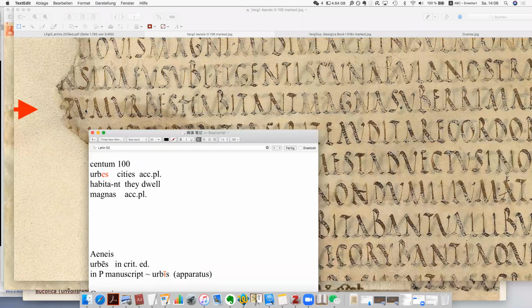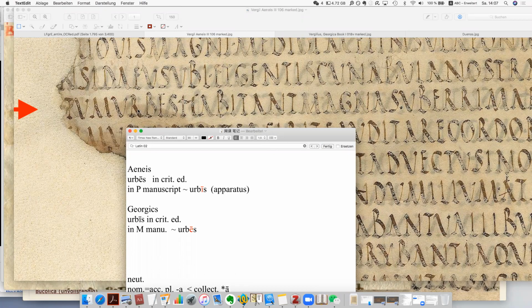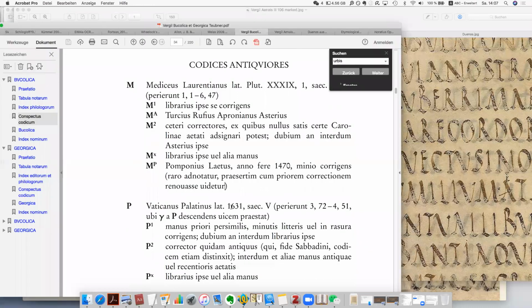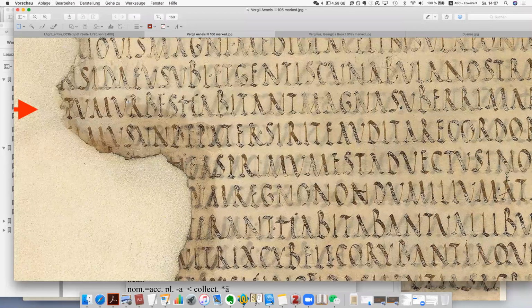It's broken, right? But this is tum. This is cantum, and this is Urbis. This is Urbis, right? And this is habitant, and this is Magnus, right? And then stop. So you find it also in P. Here, actually Urbis, right? This is Vatican. So this is Palatino. Yeah, this is Palatino Latin 1631. This is 500 years, so it is pretty early.